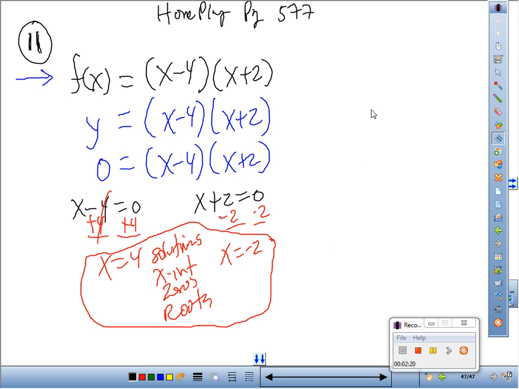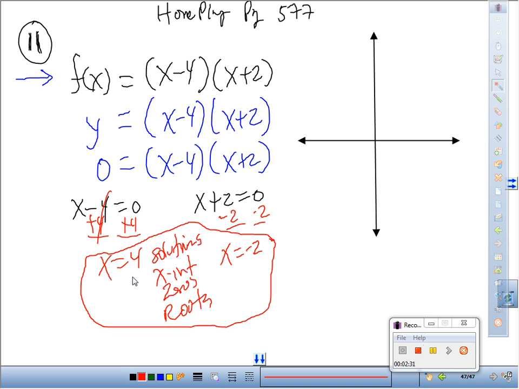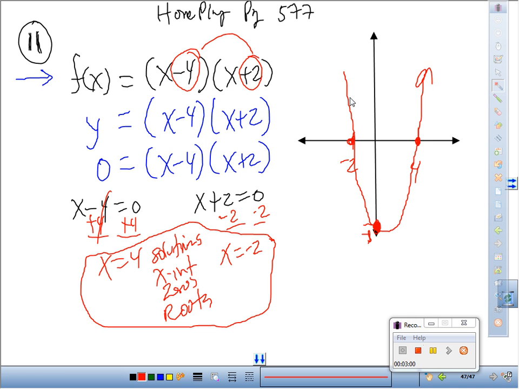So let's graph this. All right, here's our coordinate plane. And then our roots, or our x-intercepts, are 4 and negative 2. My y-intercept, I showed you guys that we can multiply negative 4 times 2. That gives us what? Negative 8. Negative 8 is down here. And we graph it. And now we have a reindeer. There it is.